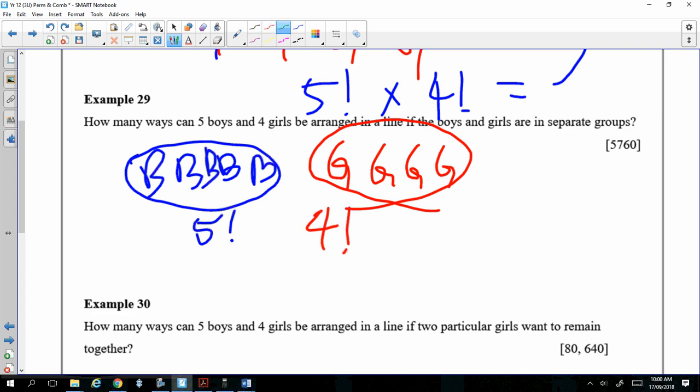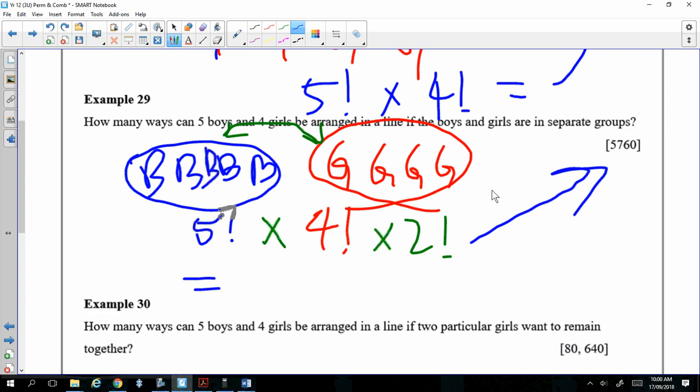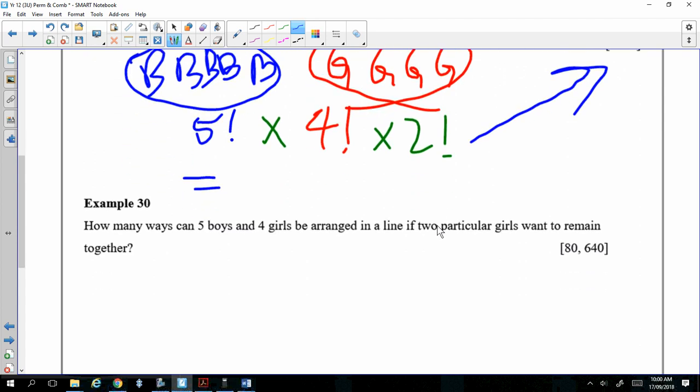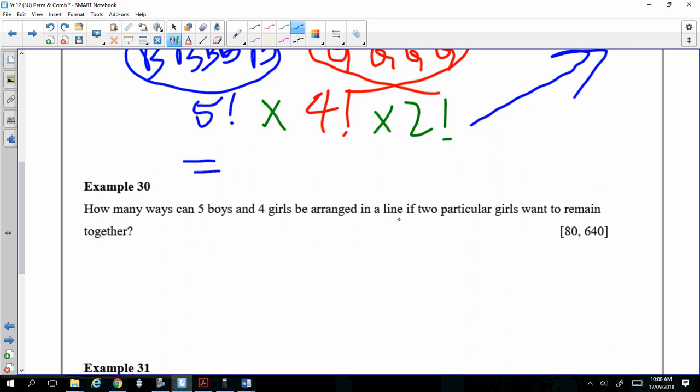Okay, next person. How about 30? This is a good one to do. How many ways can they be arranged if 2 particular girls want to be together? So everyone else can go anywhere, just that 2 girls are best friends, they have to be together. So what do we do? Who wants to have a try? Mitchell.